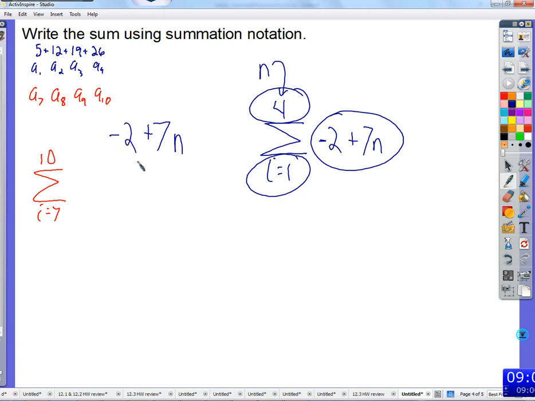It would be negative 2. Negative 2 plus 7 would be 5. Negative 2 plus 2 times 7, 14, would be 12. Negative 2 plus 3 times 7 would be 19, and so on.